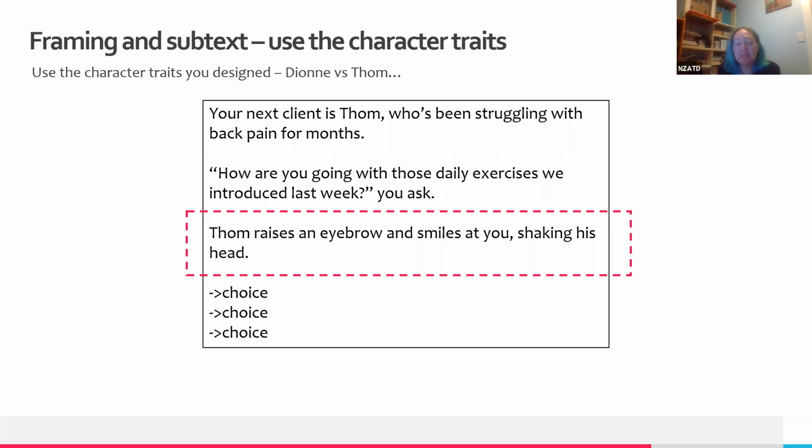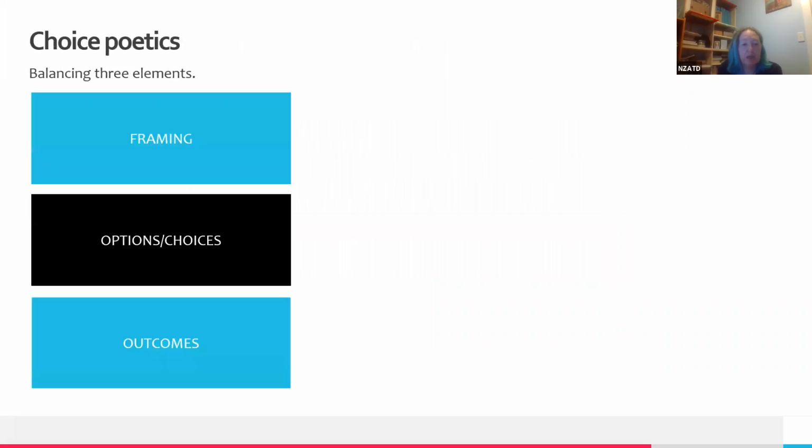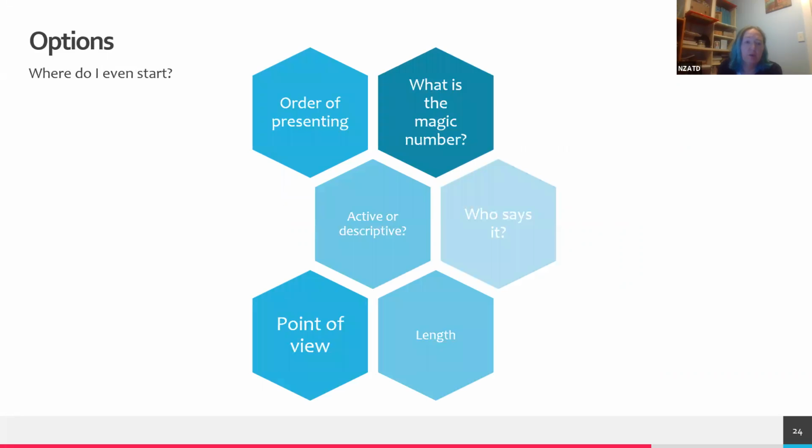So framing and subtext, we can combine that with the character traits. And let's now look at the next part, the options and the choices. Now there's a lot to say about choices. So where do we even start? It's going to be different for people in their experience is the order of presenting your choices.